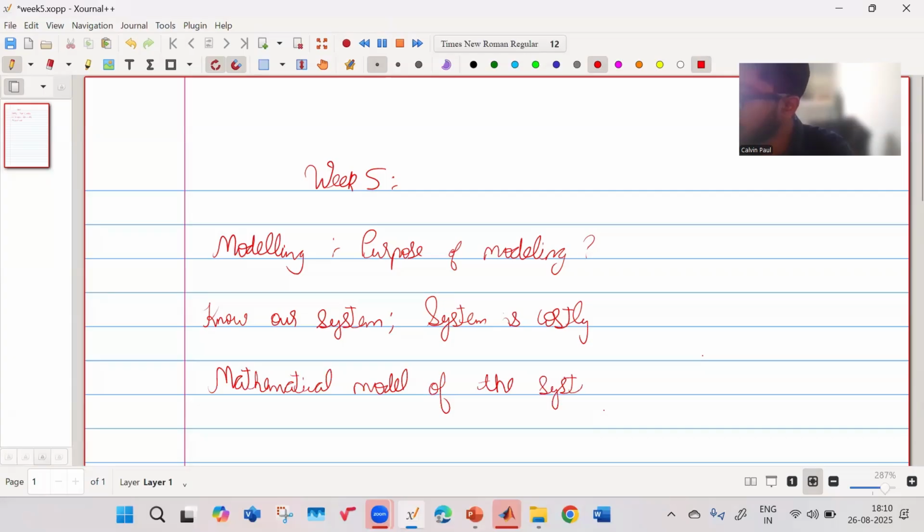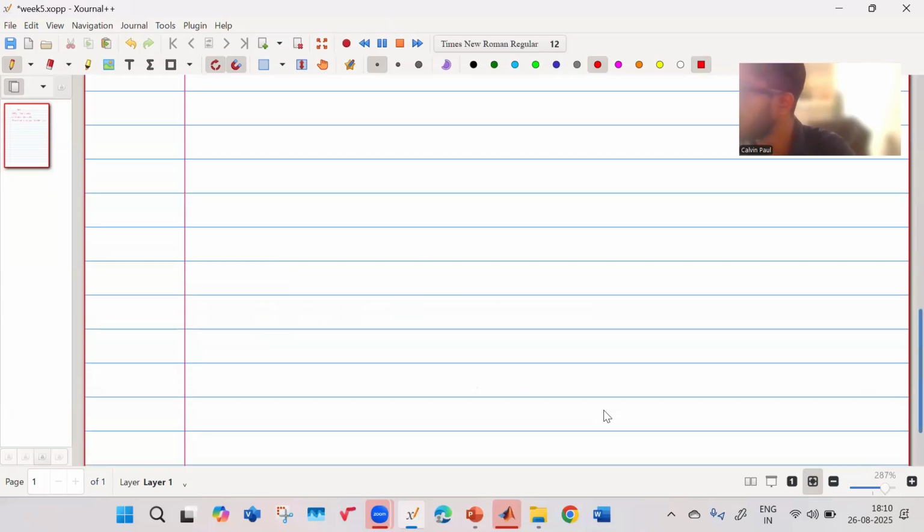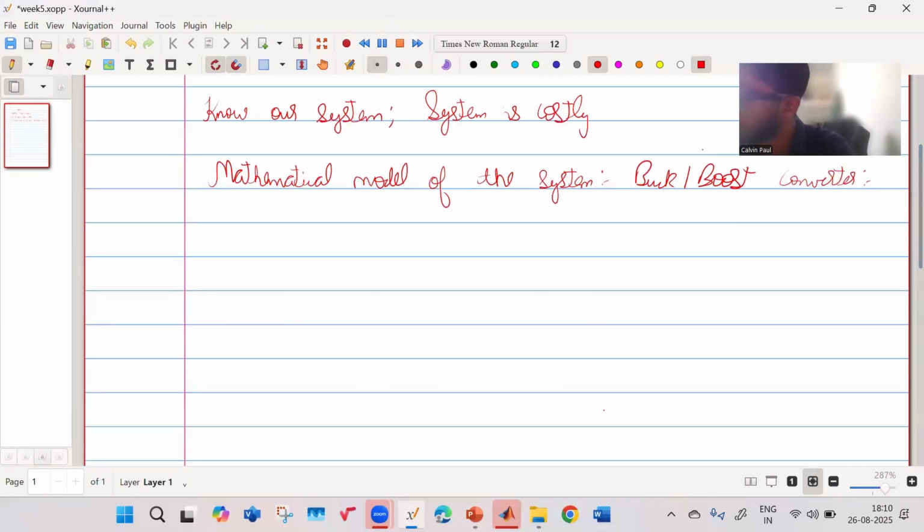So let us say a buck converter or a boost converter. Is it a linear system or a non-linear system? A non-linear system. Why is it non-linear? What is the cause of the non-linearity? Because of the switching action. Yes, these DC to DC converters are non-linear systems because there is switching.